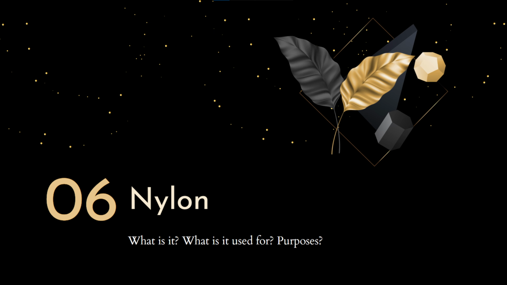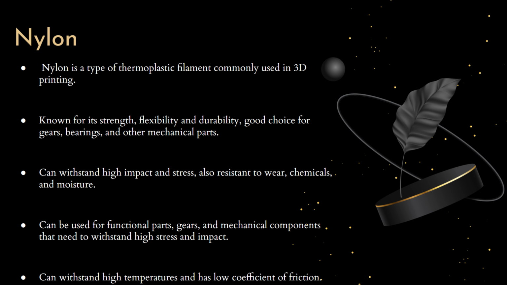Our next filament of discussion is nylon. So nylon is again another type of thermoplastic filament. It's known for its strength, flexibility, and durability, and is a good choice for gears, bearings, and other mechanical parts. It can withstand high impact and stress, and is also resistant to wear, chemicals, and moisture. It can be used in functional parts such as gears, mechanical components that need to withstand high stress and impact. It can withstand high temperatures and has a low coefficient of friction.